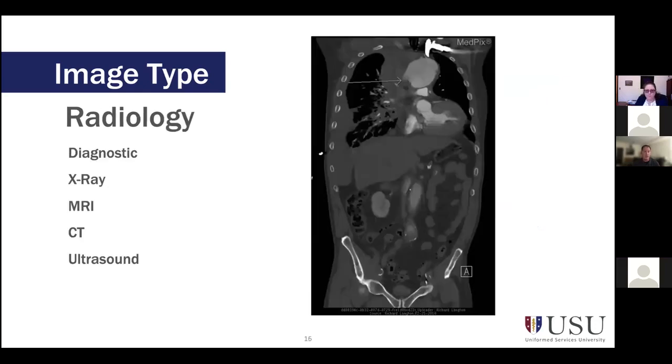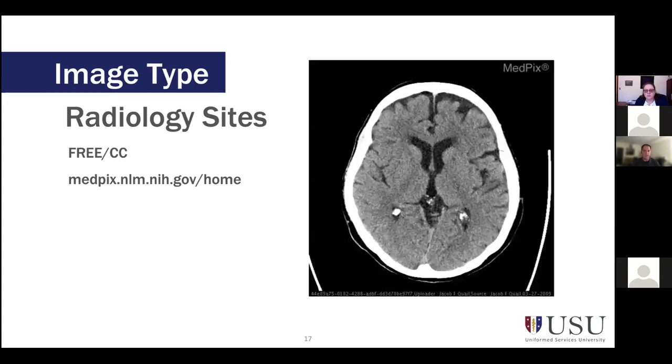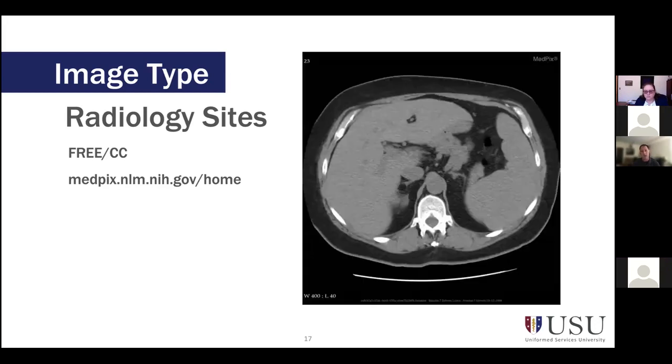For radiology, pretty straightforward. These are diagnostic type images, your x-rays, your MRIs, CTs, ultrasounds. There are a few sites that are really good. The first one that always pops up is MedPix. This is a good site. The images are not super high quality, but they're good. They're sorted on a case-by-case basis.